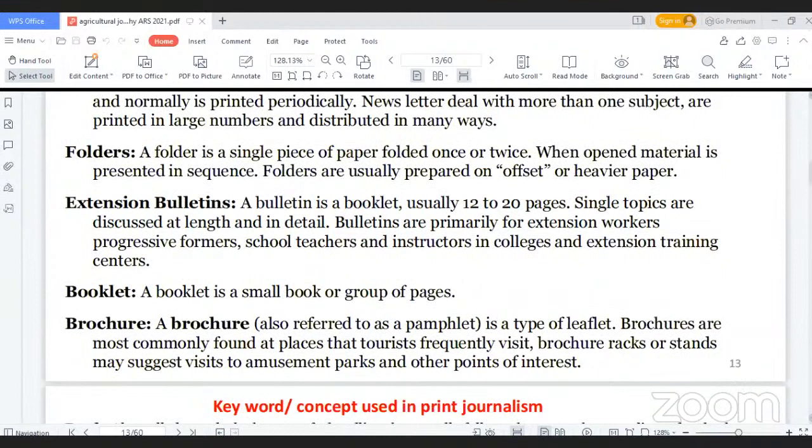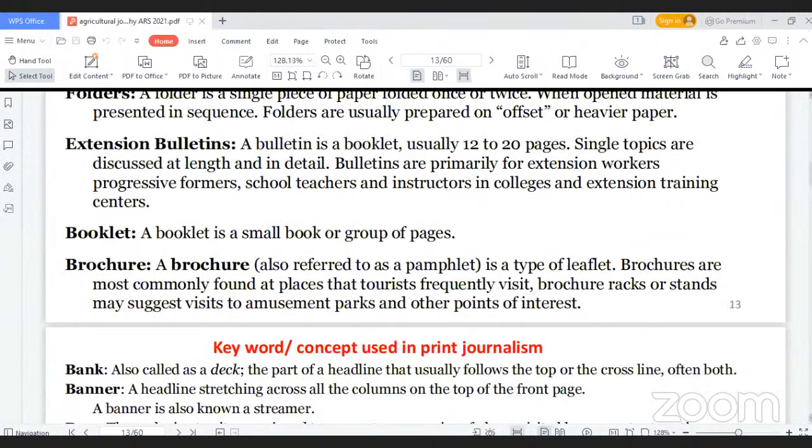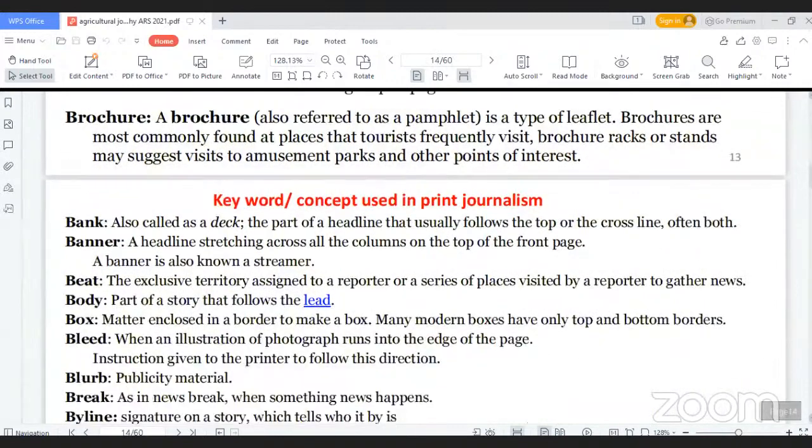Then a booklet is a small book or group of pages. A booklet will have more pages, 20 to 40 pages. A brochure is also referred to as a pamphlet, a type of leaflet. And so there are some keywords or concepts used in print journalism.